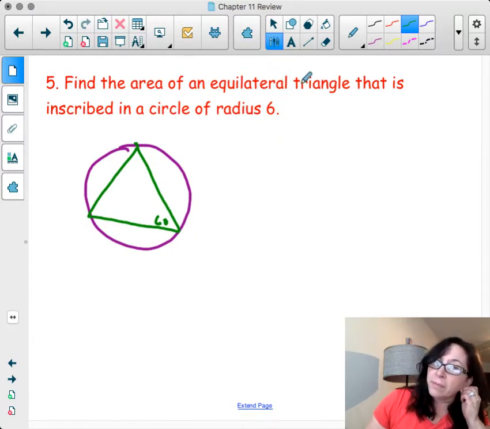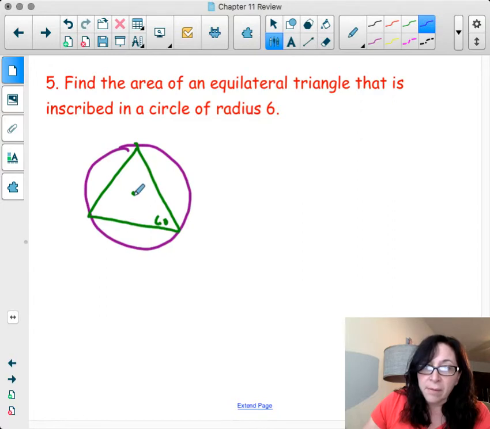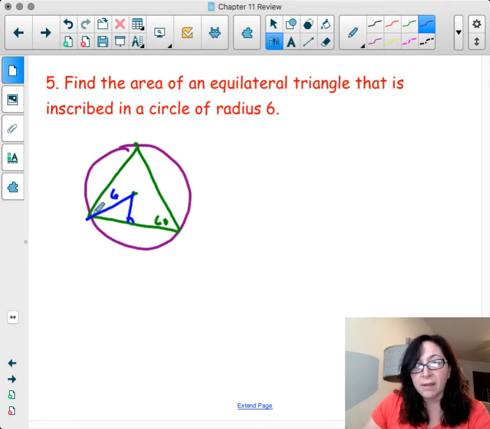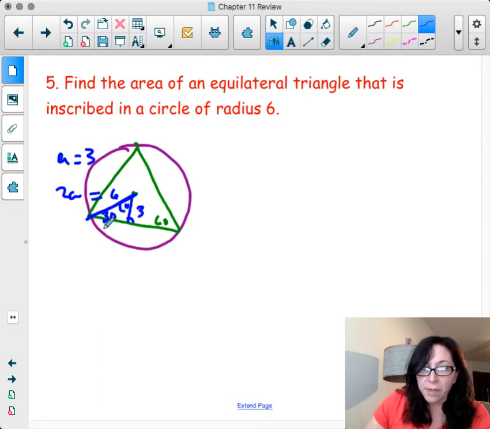Equilateral triangle that is inscribed in a circle, the radius is 6. So I'm going to put my radius in, and it looks like my radius can go right here. So that's 6. Bring this down. And when I cut this right here in half, that became a 30-degree angle here. So again, across from the 90 is 2a, so we can set that equal to 2a. So a is equal to 3. And then that's 60, so we know that this is 3, and then this is a root 3. So that's going to be 3 root 3.